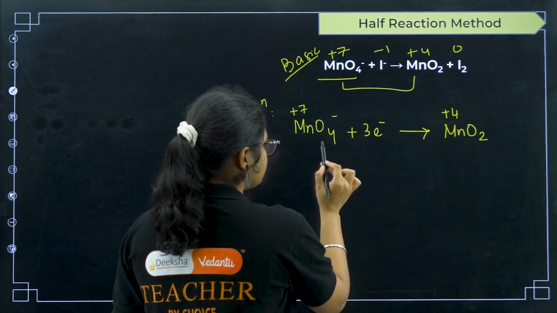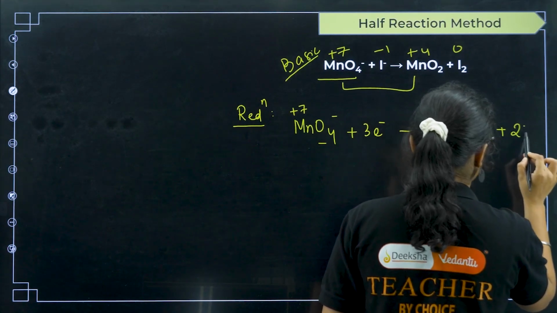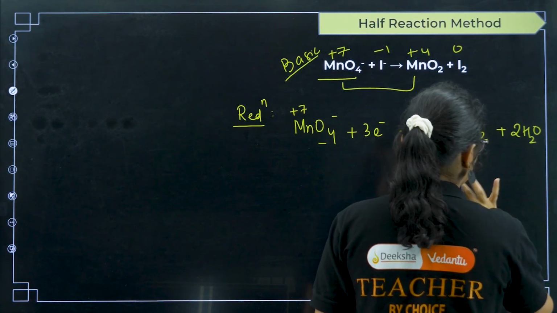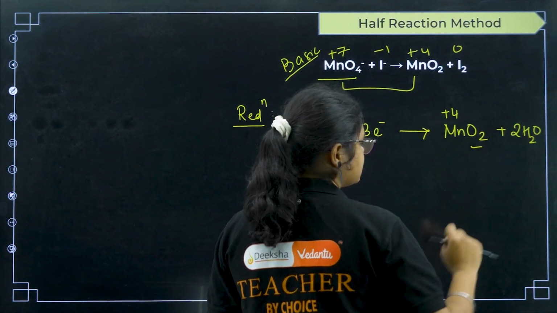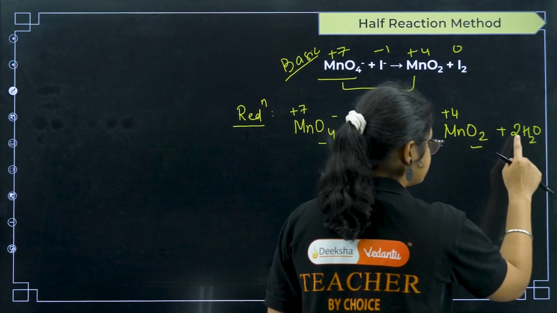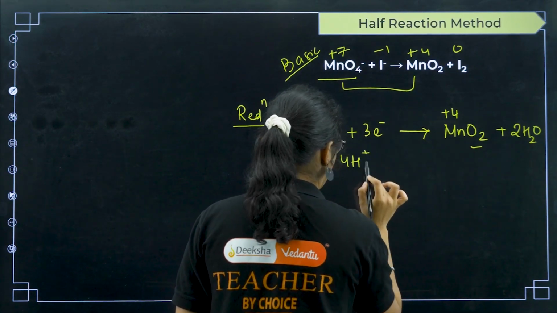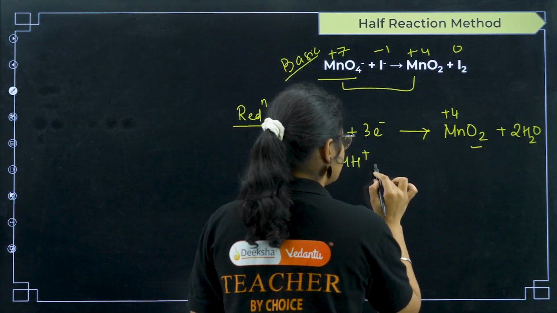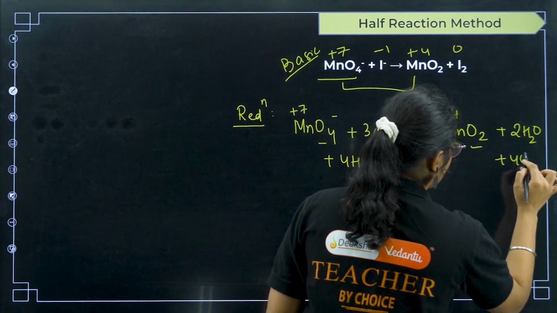Okay, now you see we have 4 oxygen and we have 2 oxygen here, so I will add 2 water molecules so that I get 4 oxygen. But by adding these 2 water molecules, the H plus got disturbed, right? So this side we have 4 H plus, so what I'll do? I'll add 4 H plus. With that you need to add 4 OH minus on both the sides.